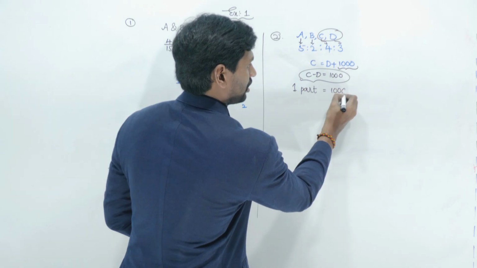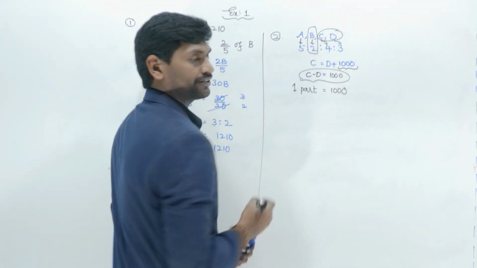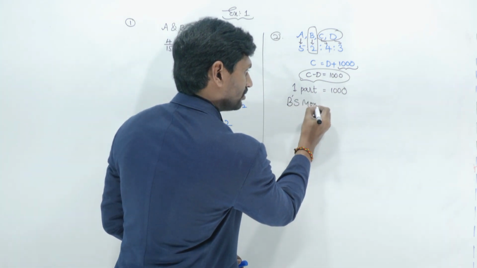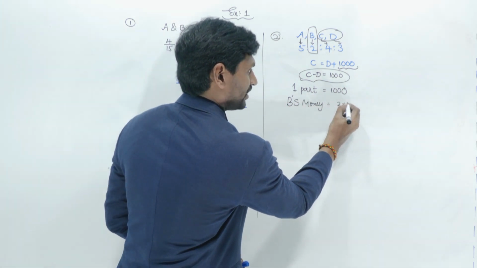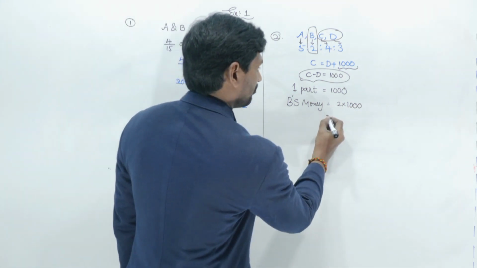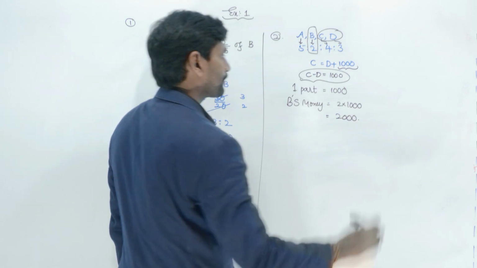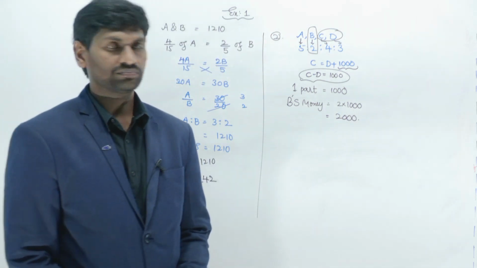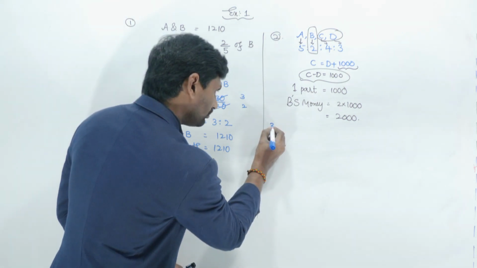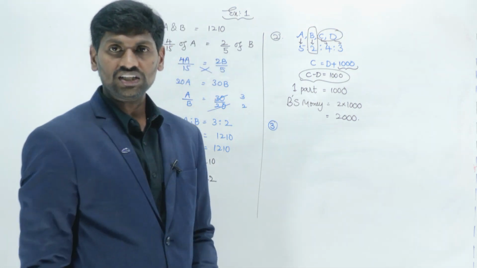Now B has how many parts? 2 parts. So B's share equals 2 into 1000. If 1 part's value is 1000 rupees, then 2 parts' value will be 2000 rupees. Clear? Let us go to the third question.